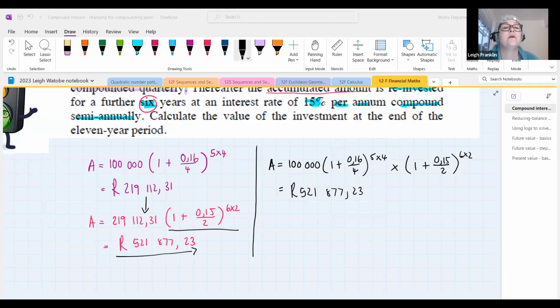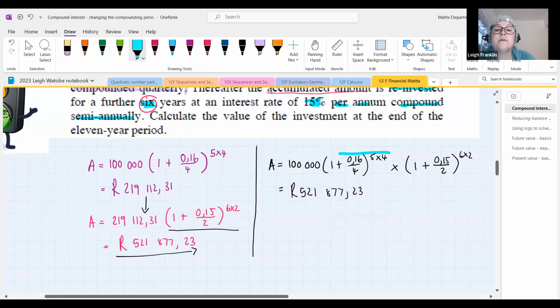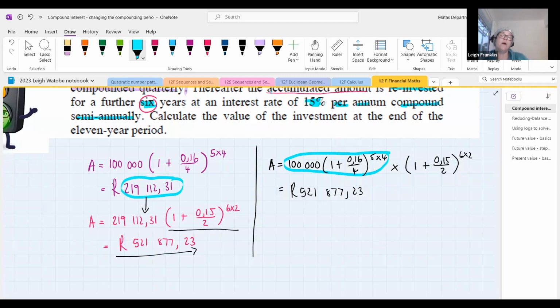All right. So this over here is your 219,112,31, isn't it? Okay, it is your 219,112,31. So it's exactly the same thing if you just write it all out in one line and then just multiply it by that. Because you're going to do it here anyway. Okay, it's just a little bit faster.